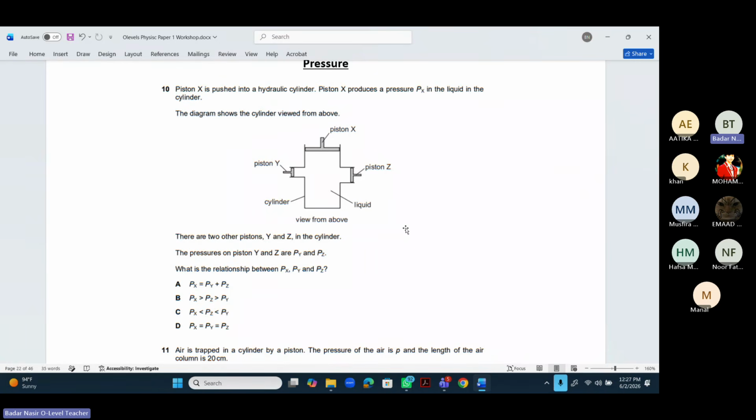Pz? अच्छा, अब उसने आपसे कहा X is pushed into a hydraulics. X produces a pressure Px in liquid in the cylinder. So inside हमारे पास liquid है और ये liquid जो है हर piston पे equal pressure exert करेगा. So correct answer is D. So Px, Py and Pz will be equal.